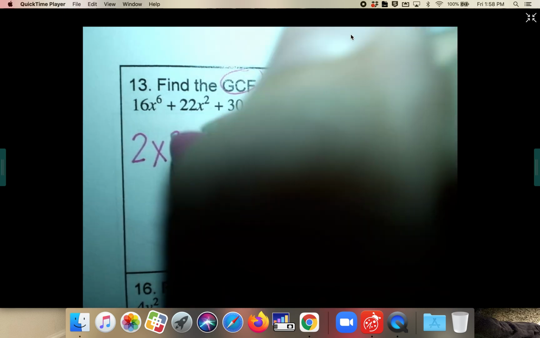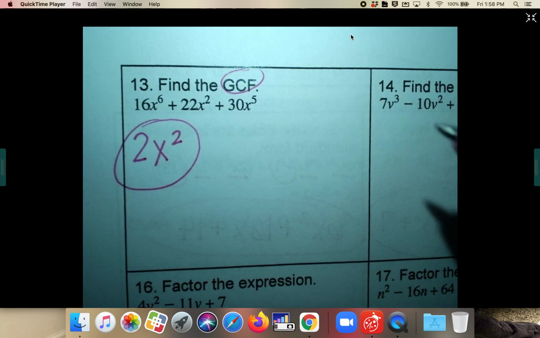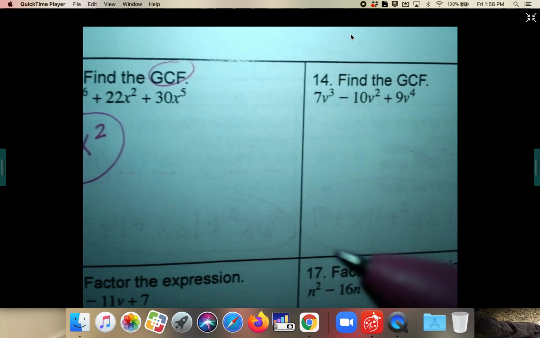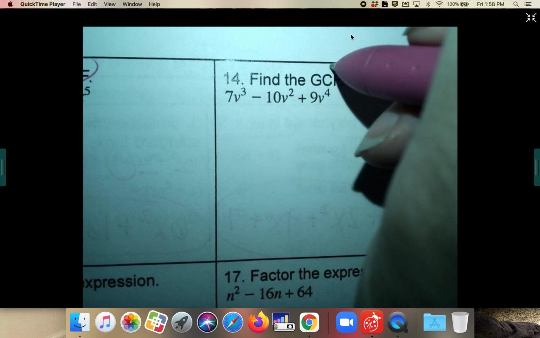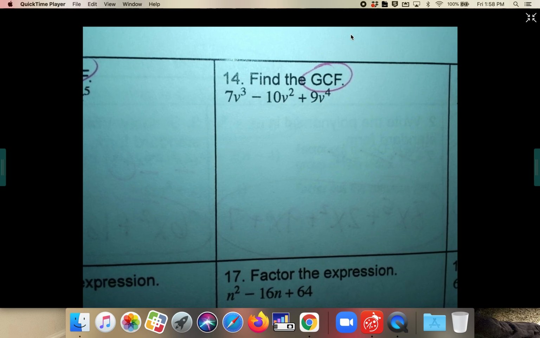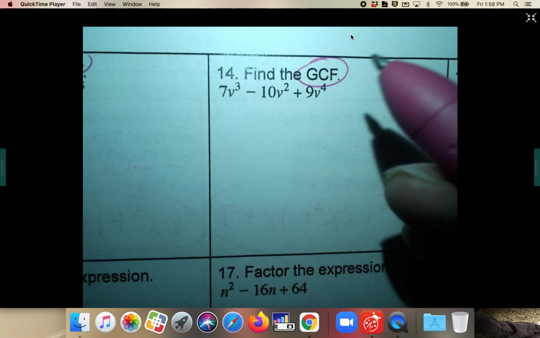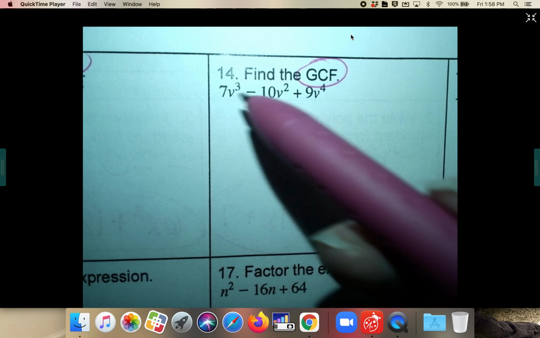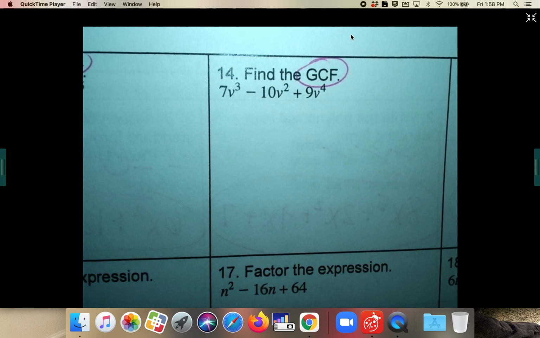You're just finding the greatest common factor. You're not actually factoring it, you're just finding what it would be. Okay, 14, once again, we're just finding what it would be. So we're not actually having to factor it, we're just finding what the greatest common factor is. So 7 is prime. The only thing that will divide by 7 is 1 and 7 itself. So nothing will come out as far as a number.